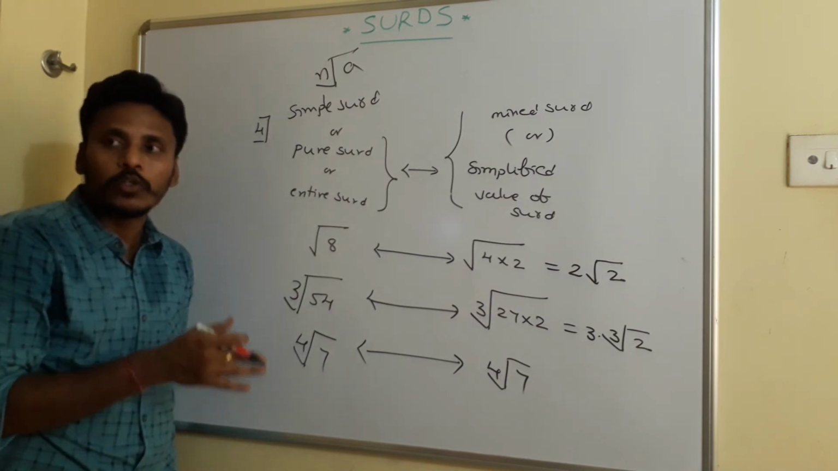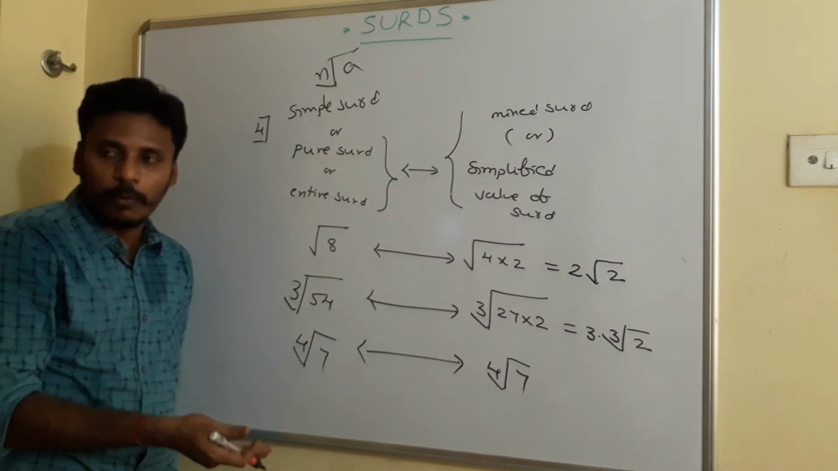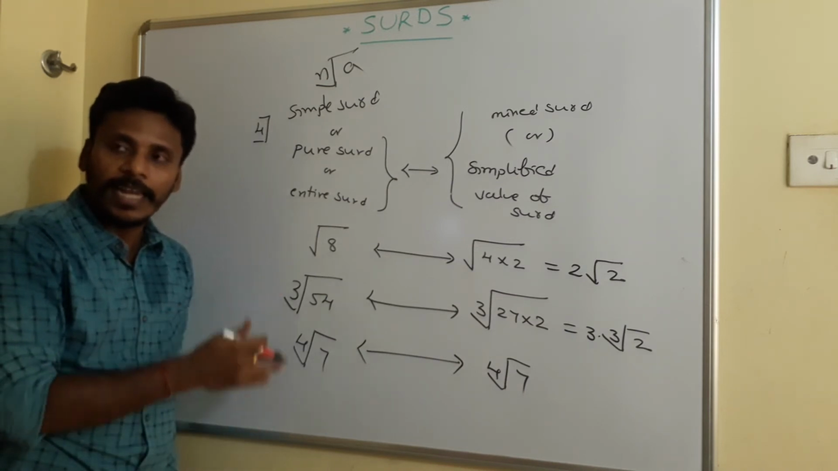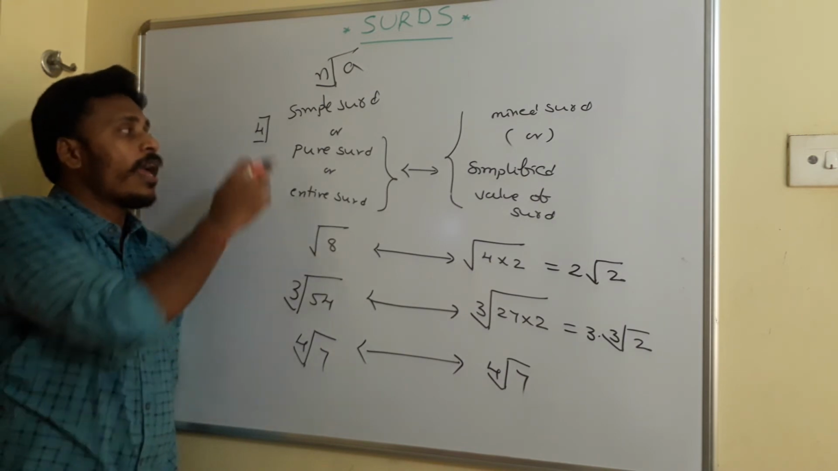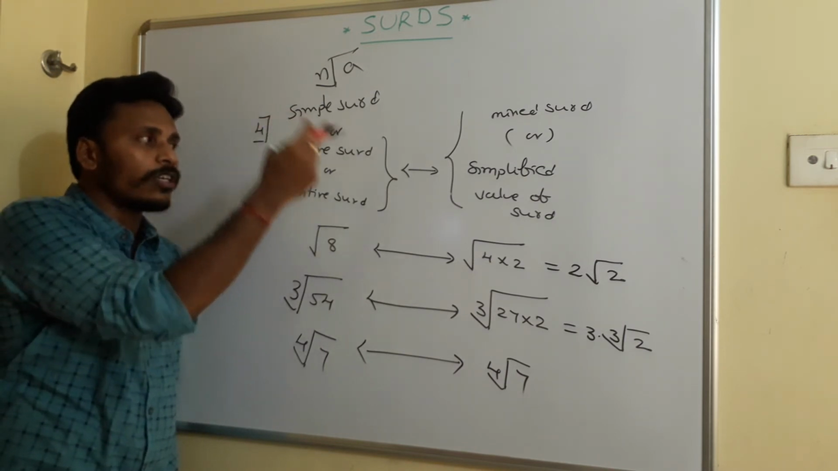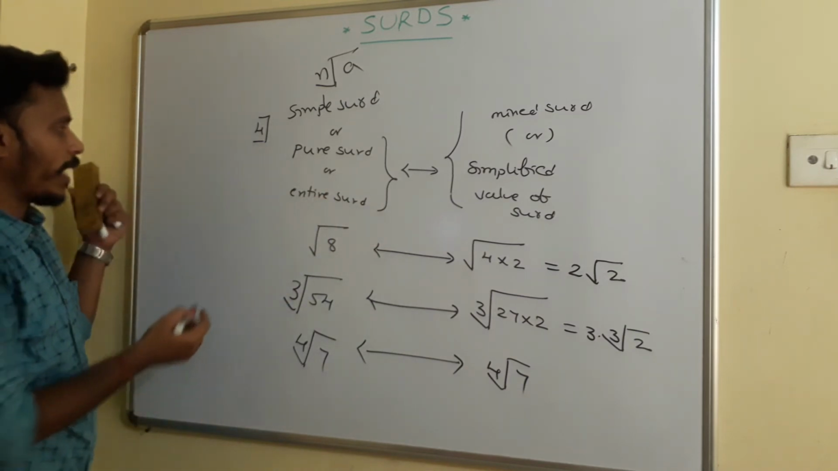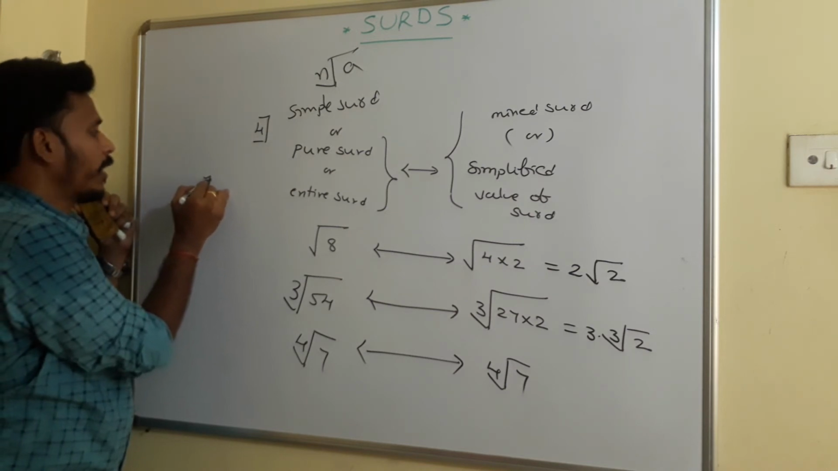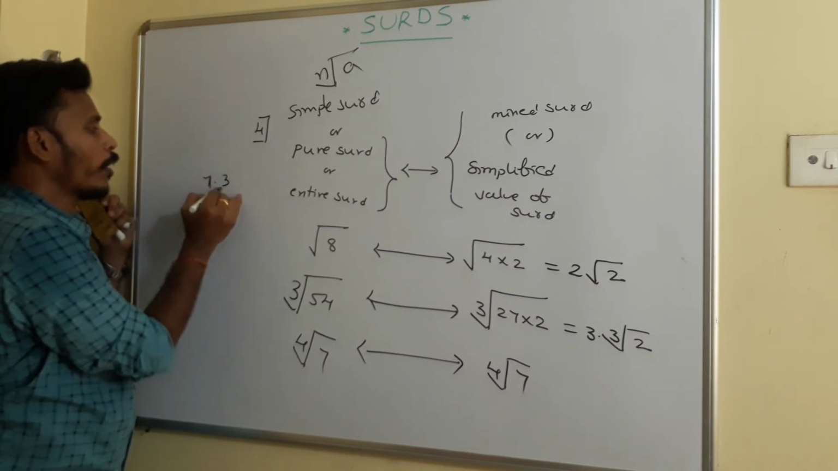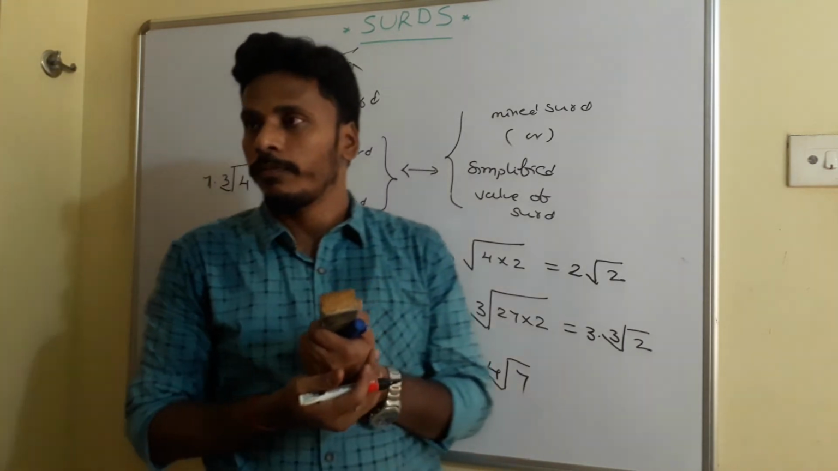So you just try to simplify if there is a possibility. If there is no such possibility, you just take that as the simplified value. Just have a look at what I mentioned about the conversion from pure surd to simplified value of the surd. For example, sometimes they may give you something like 7 into cube root of 4. 7 into cube root of 4.